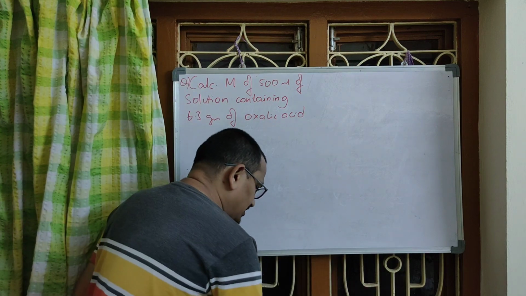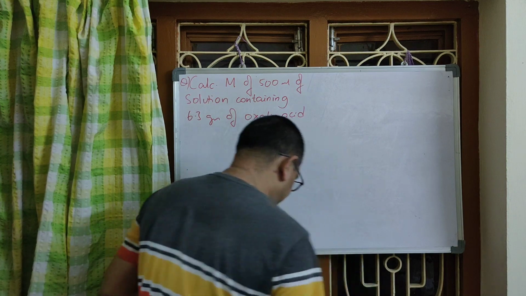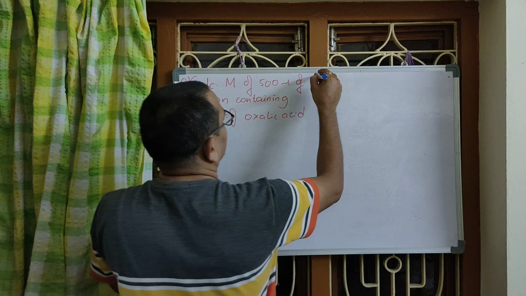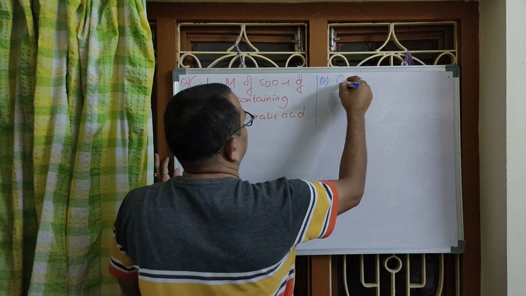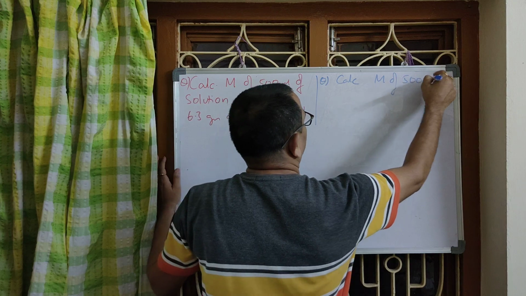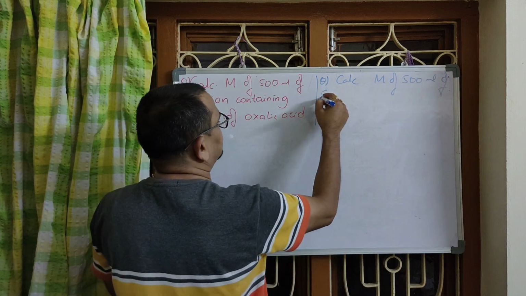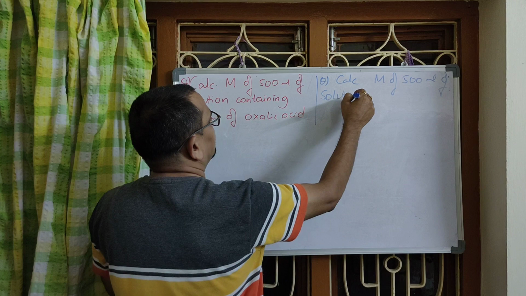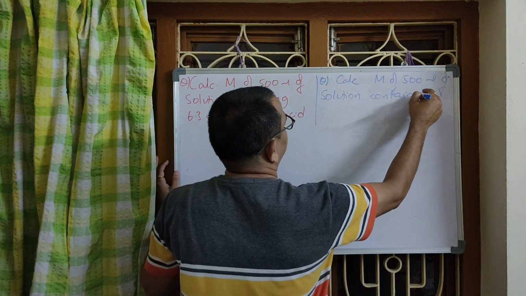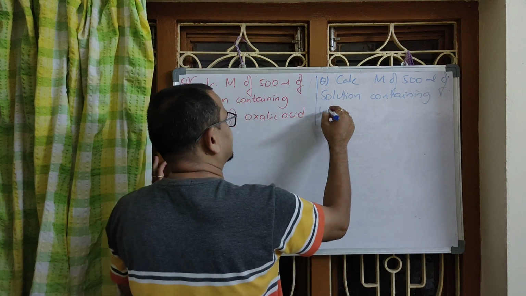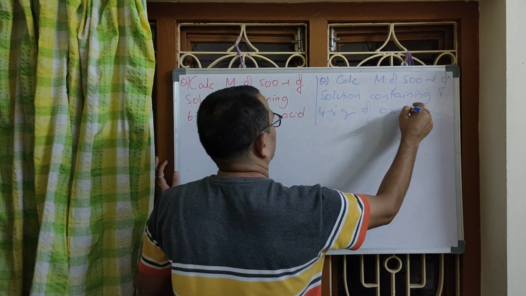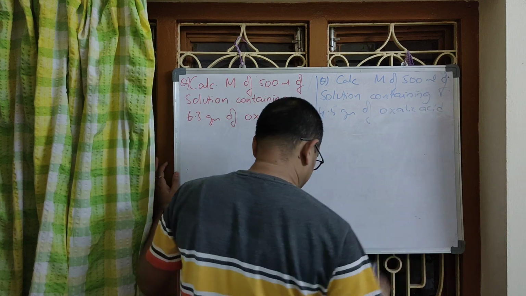Now, on the same concept, let us take one more numerical. Calculate the molarity of 500 ml of solution containing 4.5 grams of oxalic acid.